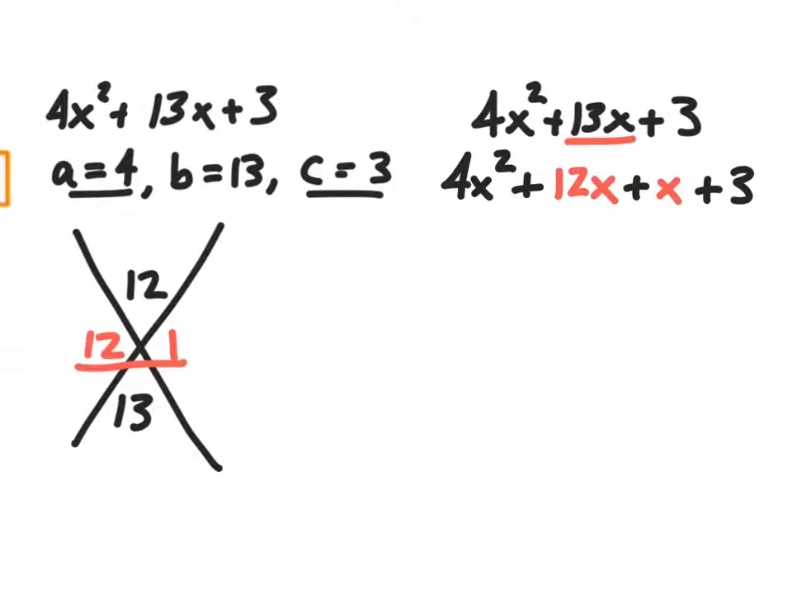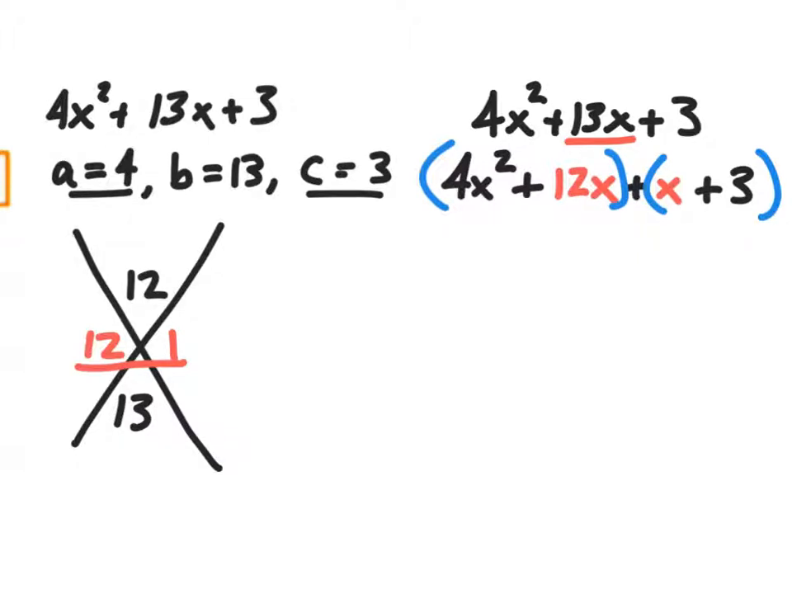Okay, so then what I can do, because I've split this middle term, and all I've essentially done is rewrite this 13x as 12x plus an x. If I add them together, I can get back to my 13x. So now I want to group them. Okay, I'm going to group these first two terms and these last two terms, and I have to say, well, what can I factor out of this? Okay, and the answer is a 4x.